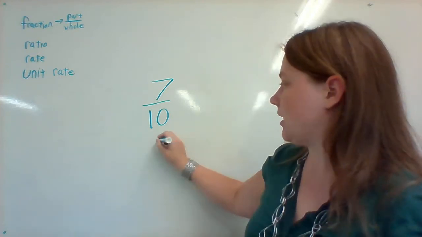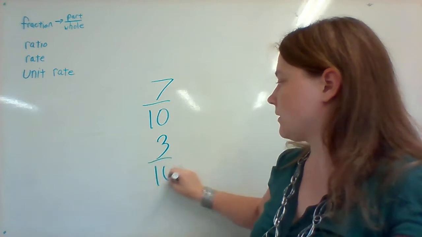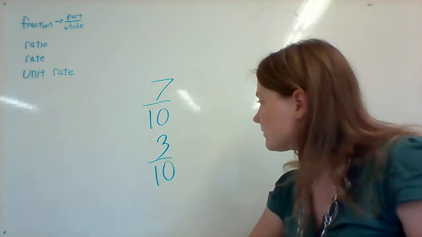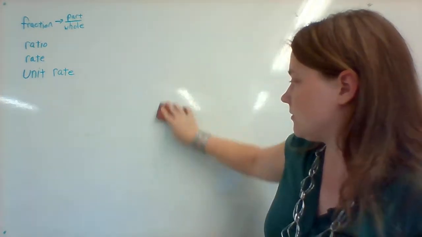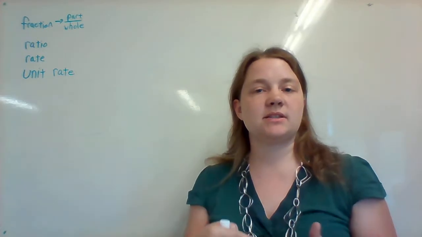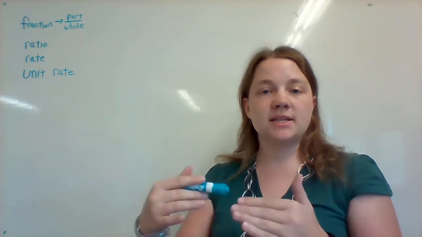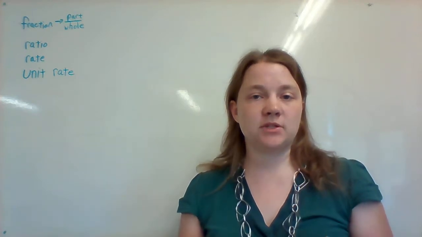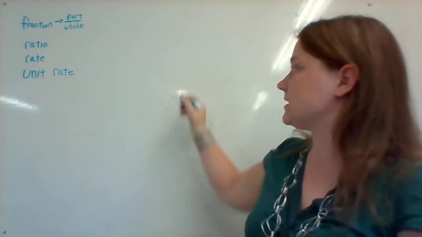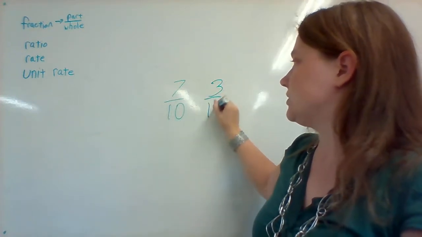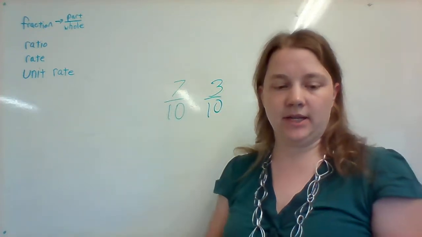So if we talk about 3 out of 10, that would be fewer students. But in a ratio, we're talking about the same units. The 7 and the 10, we're both talking about students. 7 is the number of students who do like country music, and 10 is the number of students who were asked, which means in that 7 out of 10, there were 3 out of 10 students who did not like country music.